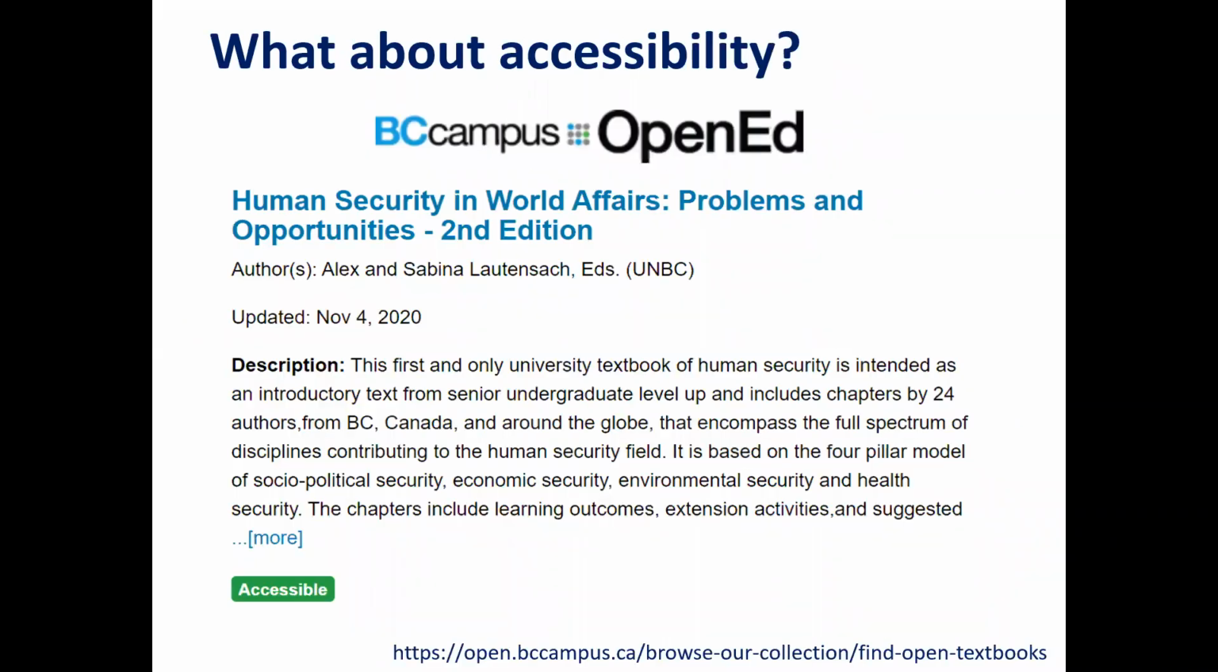You may also get questions about accessibility, and BC Campus offers an accessibility toolkit, and its BC Open Textbook Collection is home to 331 textbooks. Of those, 117 meet accessibility criteria and are marked with this accessible logo. You can see it in green at the bottom.